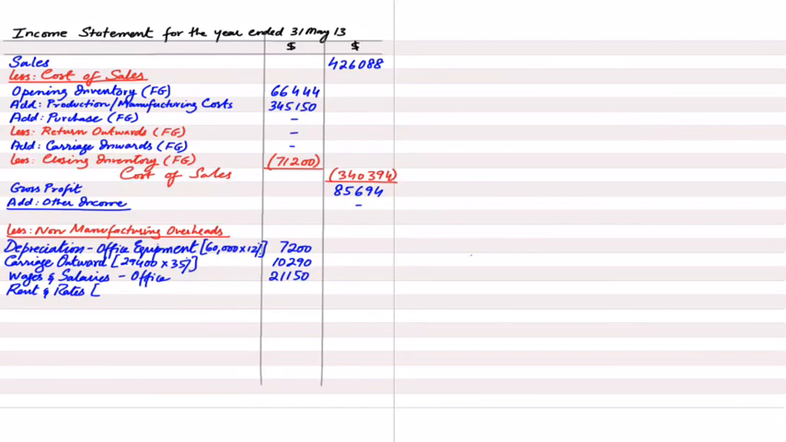Then again, rent and rate adjustment is in note 4. So 20% of the rent and rate belongs to office. So we'll be multiplying 20% to the total amount. We'll be getting 5,600.